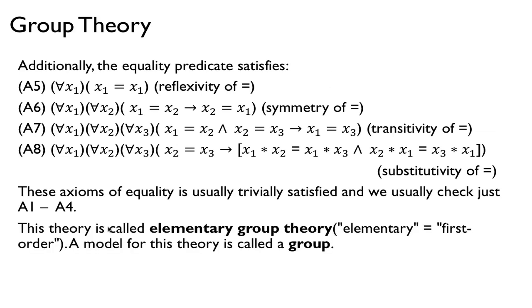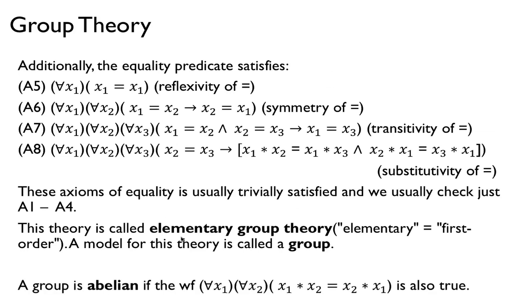So okay, a theory. This theory is called elementary group theory. Elementary is actually just another term for first order. So this is group theory that is first order group theory. A model for this theory is called a group. So this is actually a very important idea in mathematics.